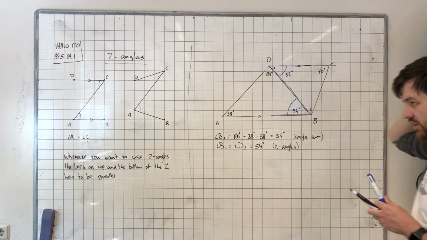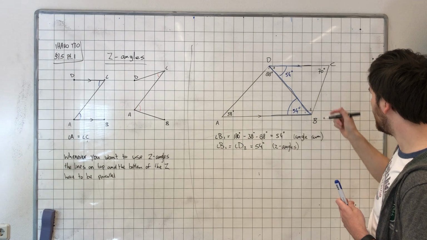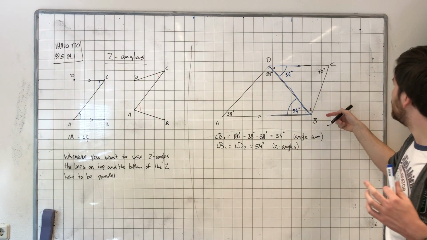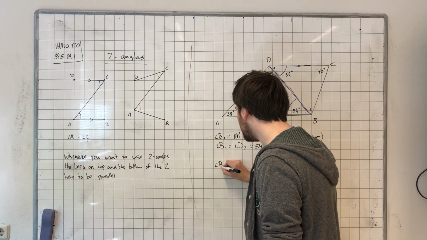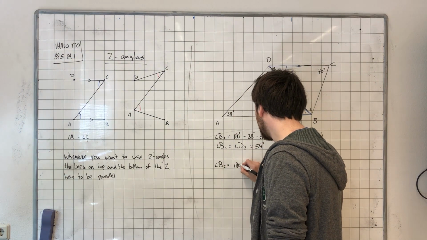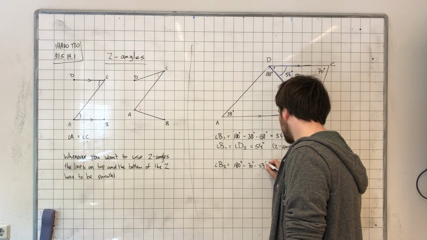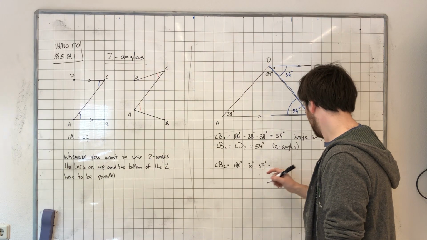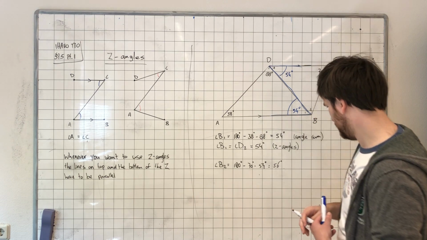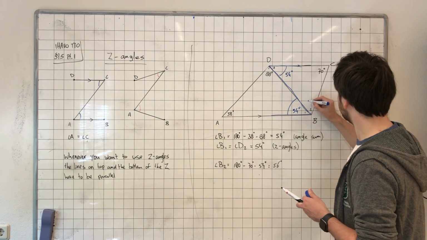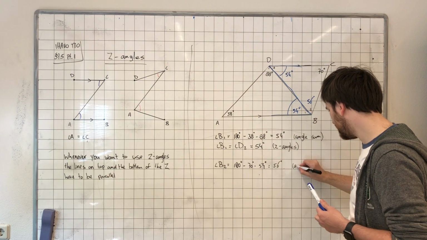And now that we know angle D2, we can calculate angle B2. Why? Once again, the angle sum. Triangle BCD is a triangle. So now, angle B2 is equal to 180 minus 70 minus 54, which is 56 degrees. And I'm using the angle sum again.